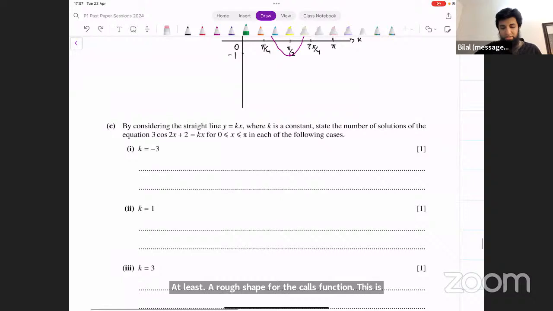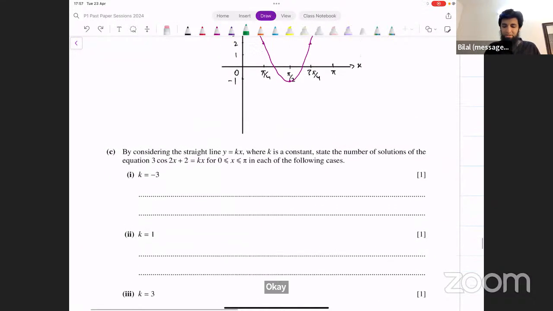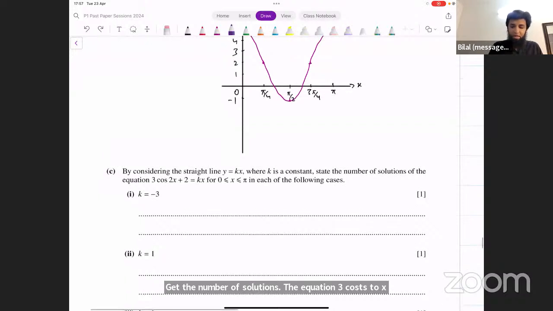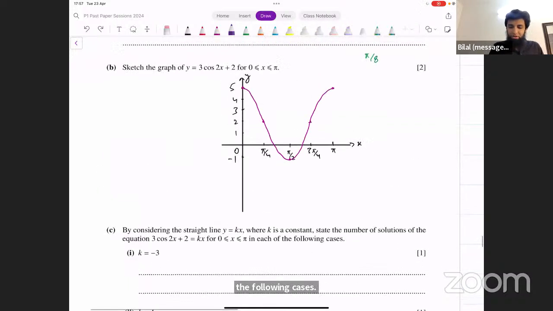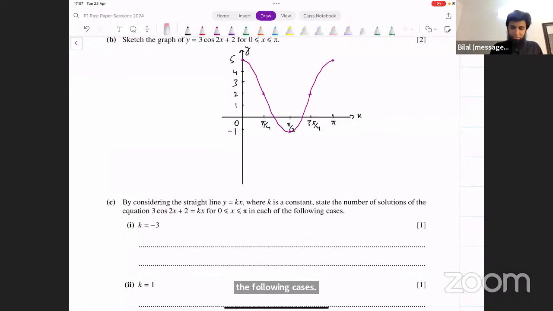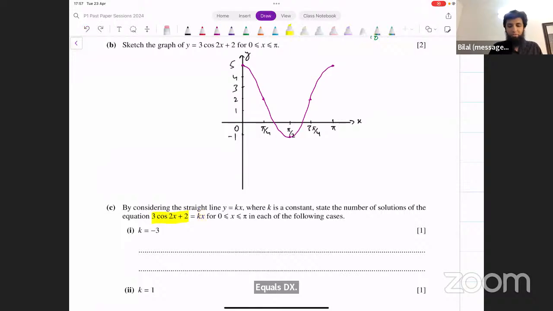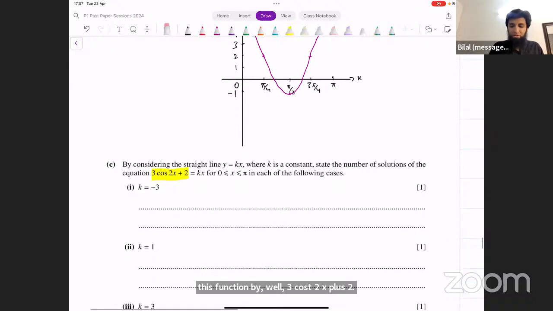Okay, now it says, by considering the straight line y equals kx, where k is a constant, state the number of solutions of the equation 3 cos 2x plus 2 equals kx for x between 0 and pi for each of the following cases. Okay, now let's think about this. 3 cos 2x plus 2 equals kx. Now in the first two parts, we have been dealing with this function y equals 3 cos 2x plus 2. That's what you have on one side of this equation. What's the other function on the other side? This is kx, y equals kx, right? That's the other function.